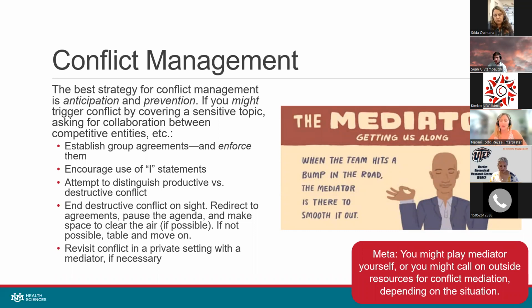There may be conflict. And one of the best ways to handle conflict is to prevent it in the first place by having group agreements, by encouraging the use of I statements, saying things like, well, I think this, but it's okay if you think that, right? Sometimes conflict is helpful and generates new ideas, and that's okay. And you can make space for that. But if people are starting to name call or those types of things, that's where it's really a good idea to interrupt it. You can refer to the agreements.